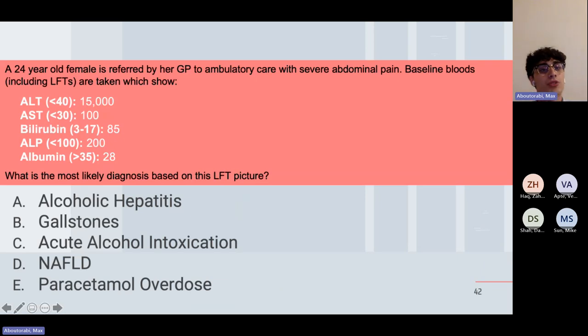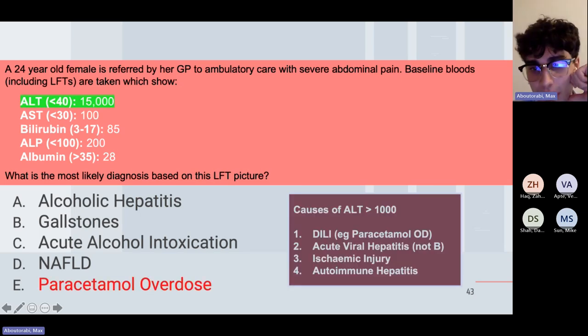The first SBA is a 24-year-old female who was referred by her GP to ambulatory care with severe abdominal pain, and baseline bloods are taken, which show, and I'll let you guys read those. What is the most likely diagnosis based on this LFT picture? E, yeah. So the answer was E. Causes of an ALT greater than 1,000 are drug-induced liver conditions, acute viral hepatitis, ischemic injury and autoimmune hepatitis. So if you ever come across the ALT being greater than 1,000, just consider one of those four.